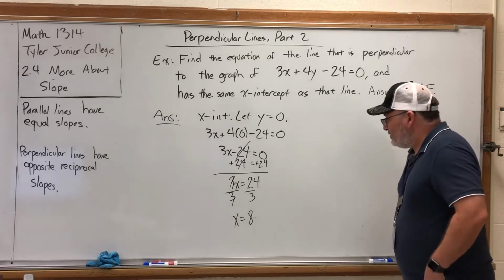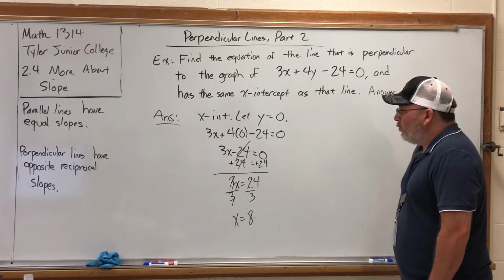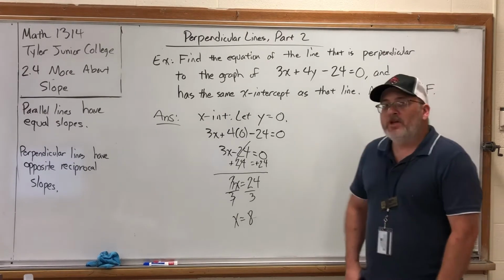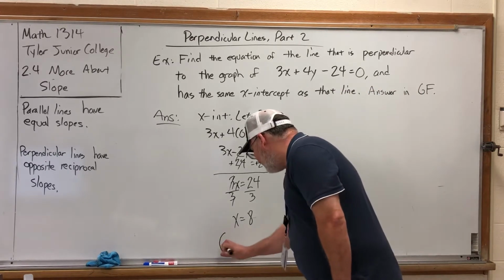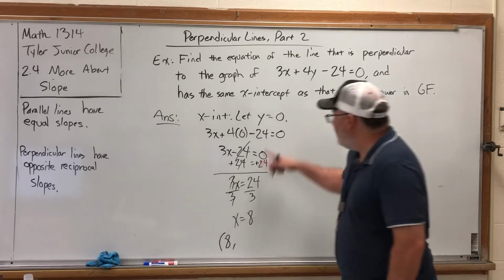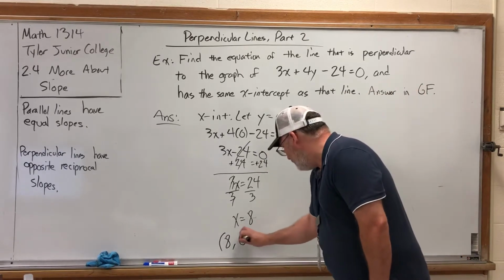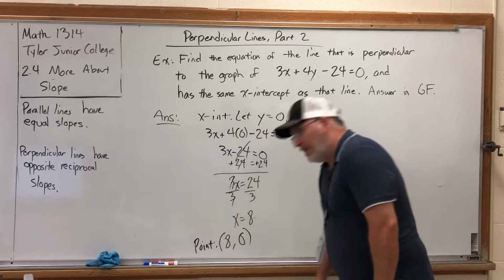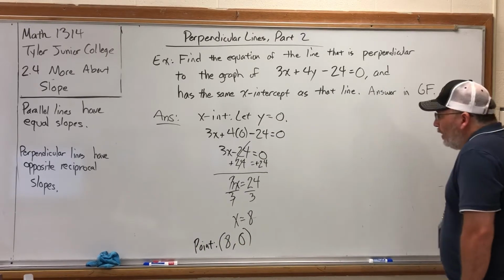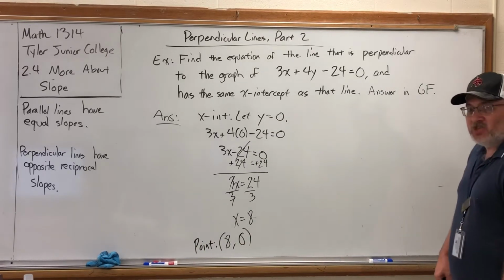Our x-intercept is x = 8, but be careful. We're about to use point-slope form, so we need to look at this as an ordered pair. We just found out that x = 8, and we started by substituting y = 0. So the point that we're going to use is (8, 0). But we still need to find the slope.